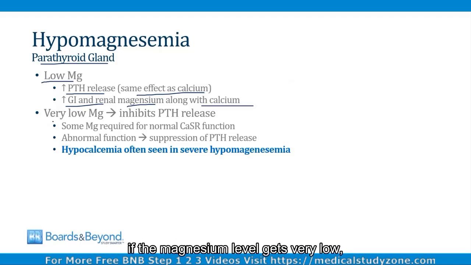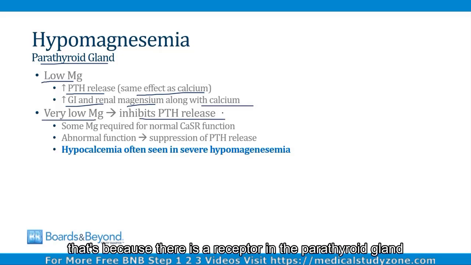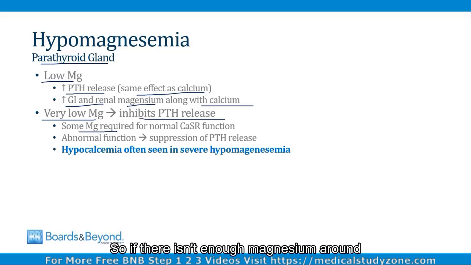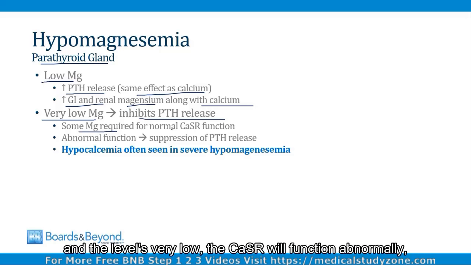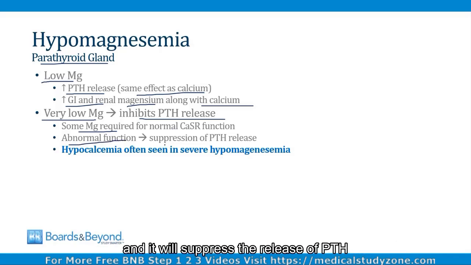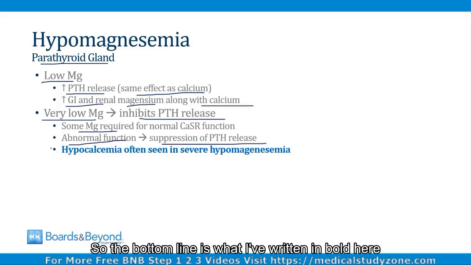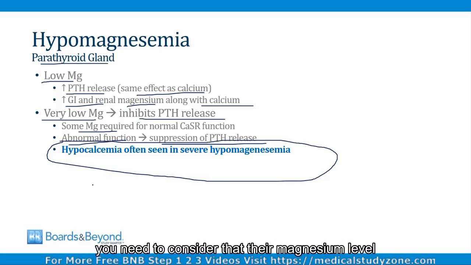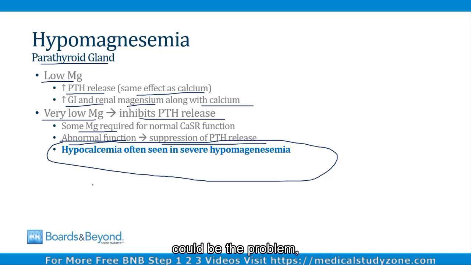However, paradoxically, if the magnesium level gets very low, this will inhibit parathyroid release. That's because there is a receptor in the parathyroid gland called the CASR, and it needs magnesium to work. So if there isn't enough magnesium around and the level is very low, the CASR will function abnormally and it will suppress the release of PTH, and this will lead to hypocalcemia. So the bottom line is what I've written in bold here, that hypocalcemia is often seen in severe hypomagnesemia. And so when anyone has hypocalcemia, you need to consider that their magnesium level could be the problem and you need to check the magnesium level.